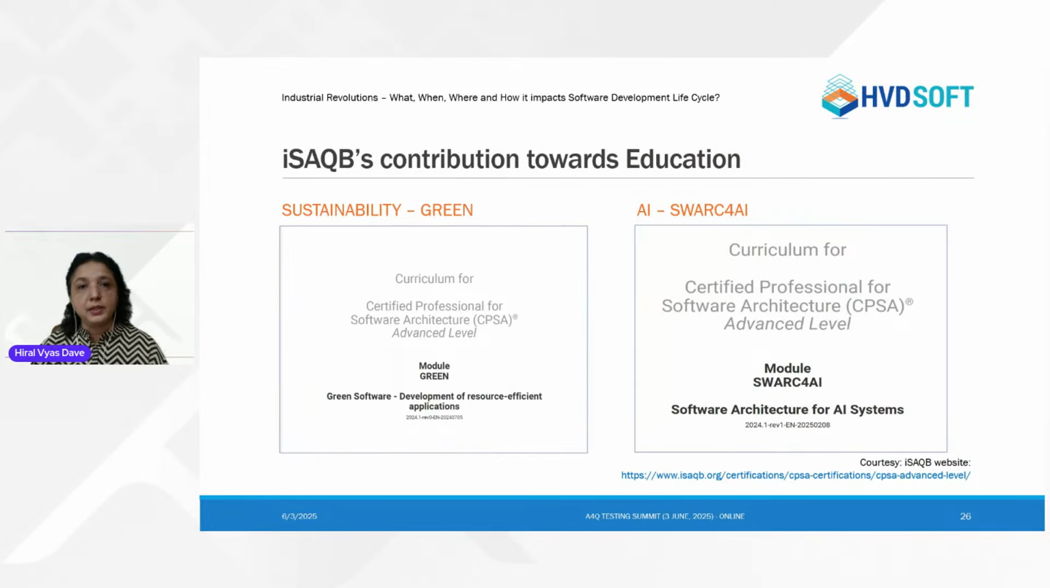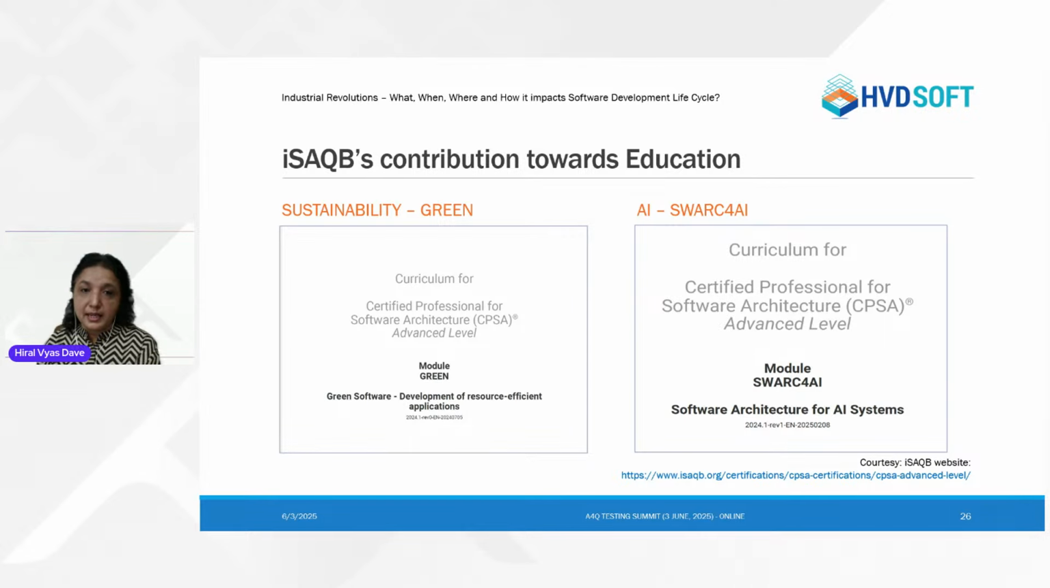I am an ISAQB certified trainer and a training provider for software architecture training. So at ISAQB also we contribute towards this kind of new revolutions or new things coming. And for sustainability, there is a certification on how to write green software or how to develop a resource-efficient application. It's an advanced level certification on sustainability. And for AI, if somebody is interested, there is a certification on software architecture for AI systems.